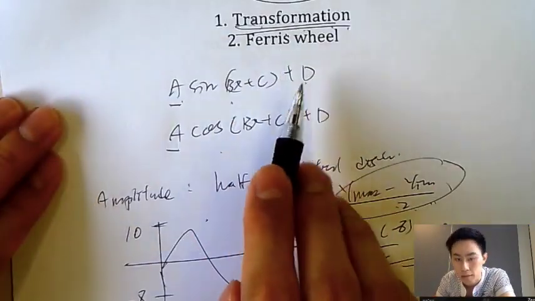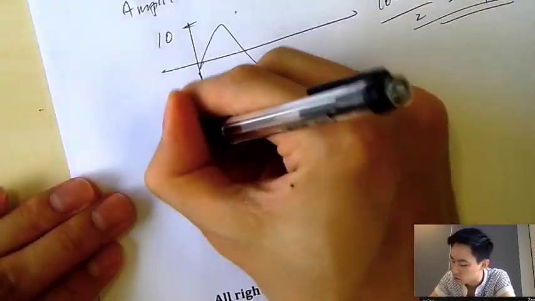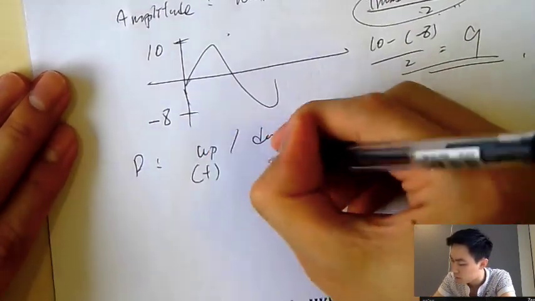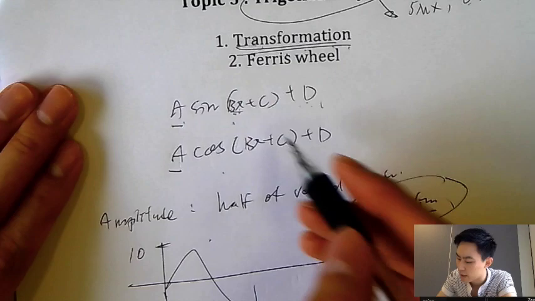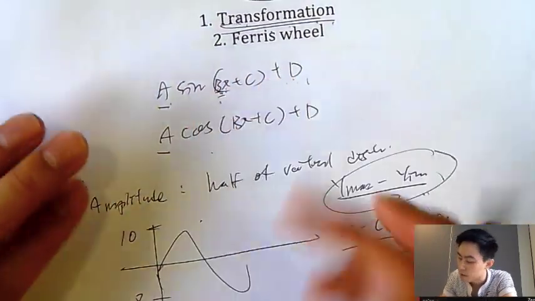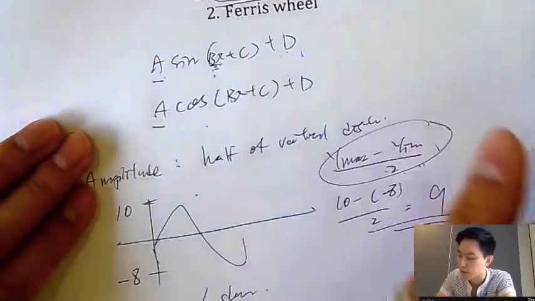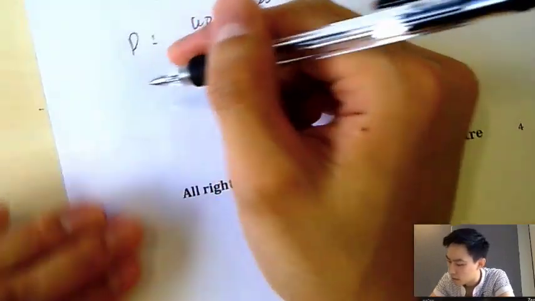And then for the d part, outside the bracket, d is easy. Just shift up or down. If positive, go up, and negative, go down. And then how about b? We know that it affects the x because it's inside the bracket, but you have to divide by the value. And this concept comes up with the period.